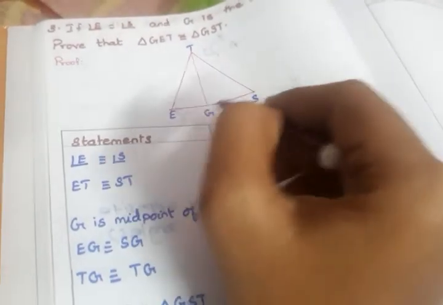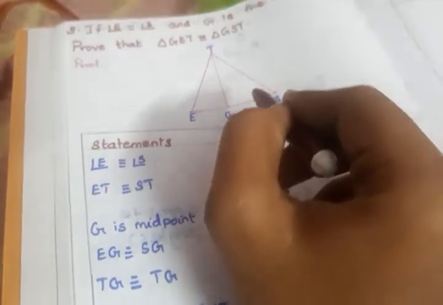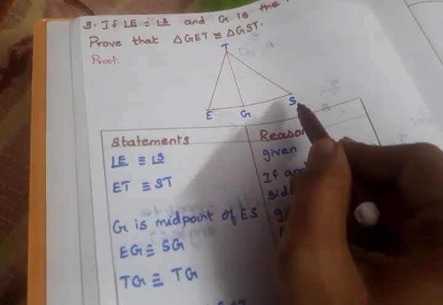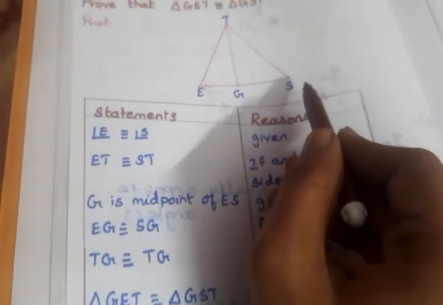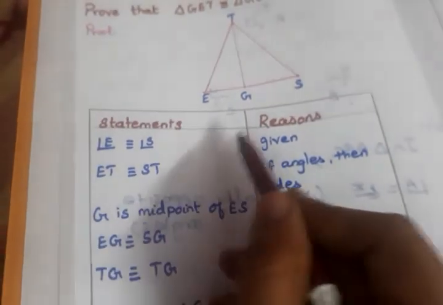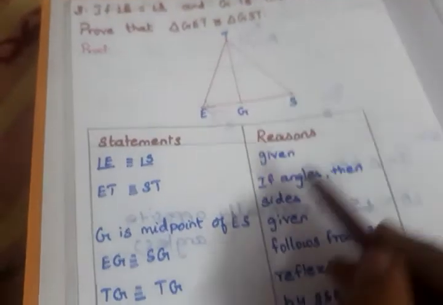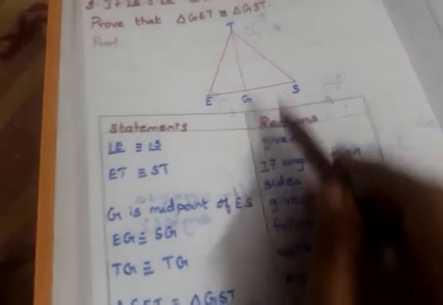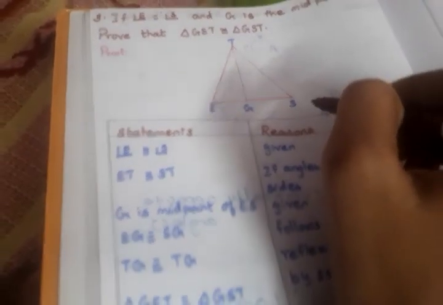So this one is a right side triangle. This one is also a right hand side triangle. So those are equal, aren't they? First statements, reasons: angle E is congruent to angle S, isn't it? So this side is equal and this side is also equal. Then next, it is already given that angle E is equal to angle S. Then next, angle ET is congruent to angle ST. If angles and sides, angle ET and angle ST are equal, it is congruent.